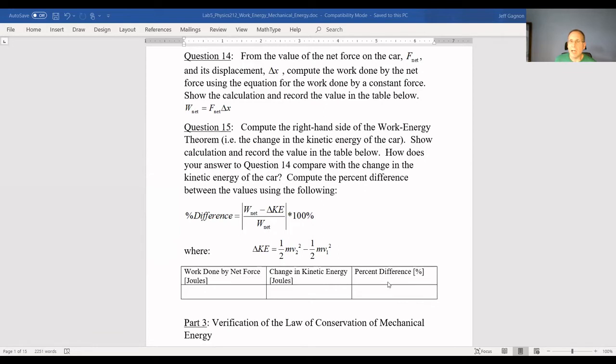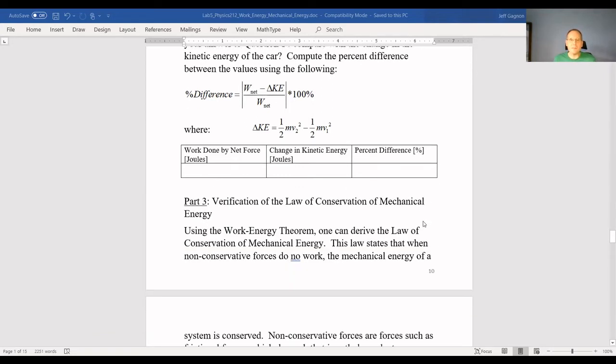And what should we get? Well, think about the work energy theorem, right? We know that the net work done should equal the change in kinetic energy. So if I compare these two, hopefully I get a very small value here, right? In theory, it should be equal to 0. It won't be exactly 0, but hopefully it'll be a fairly small value. Okay, so that's it for part 2.